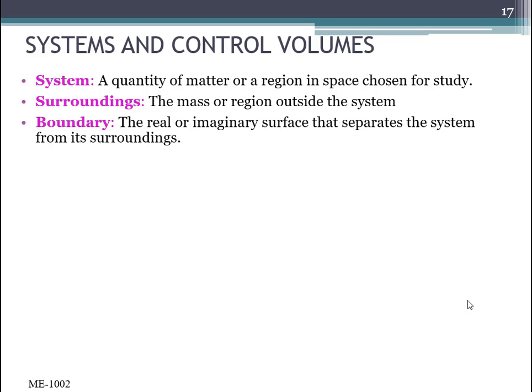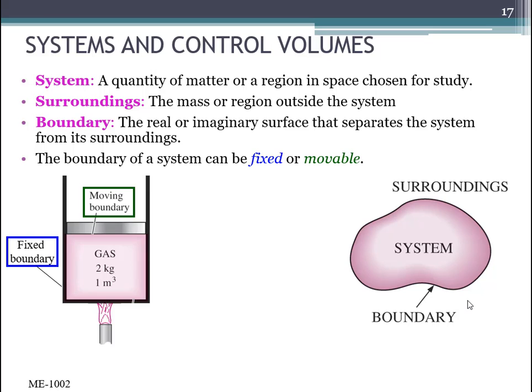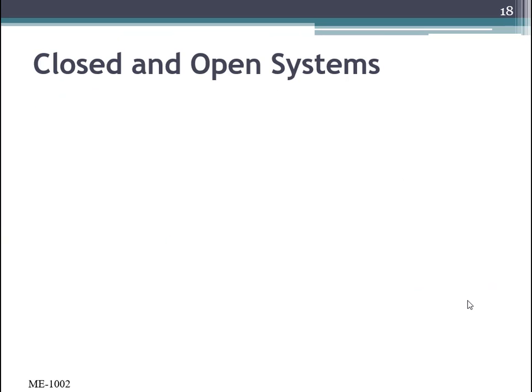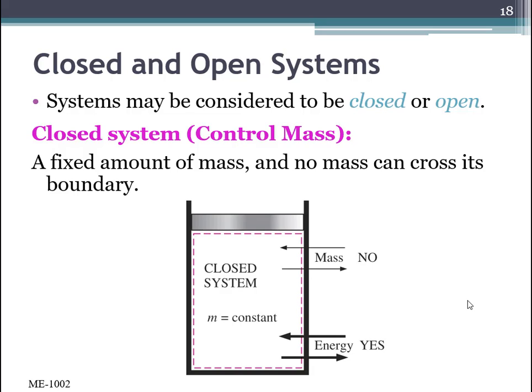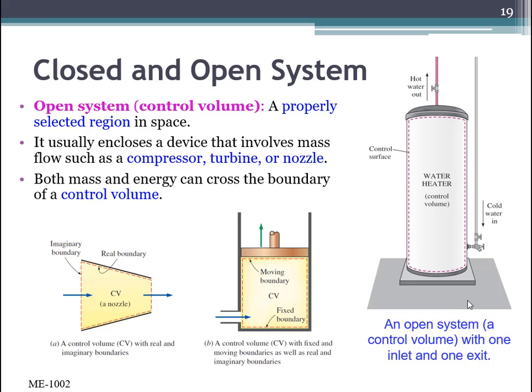Afterwards, we discussed the concepts of systems, boundaries, and surroundings, and then closed and open systems. The closed system is also called closed mass, and the open system is also called control volume system. So this is a recap of the previous lecture.